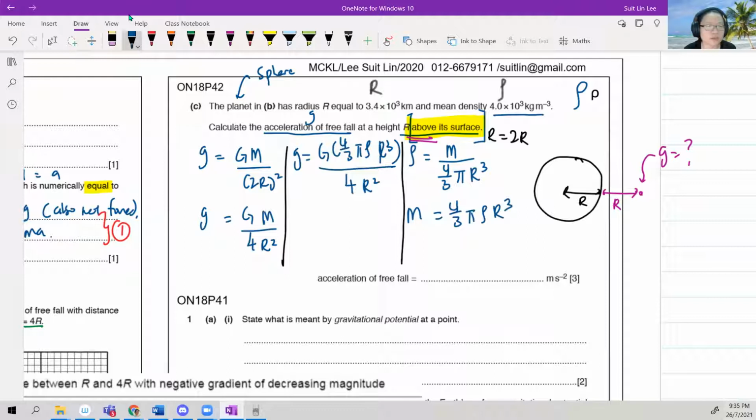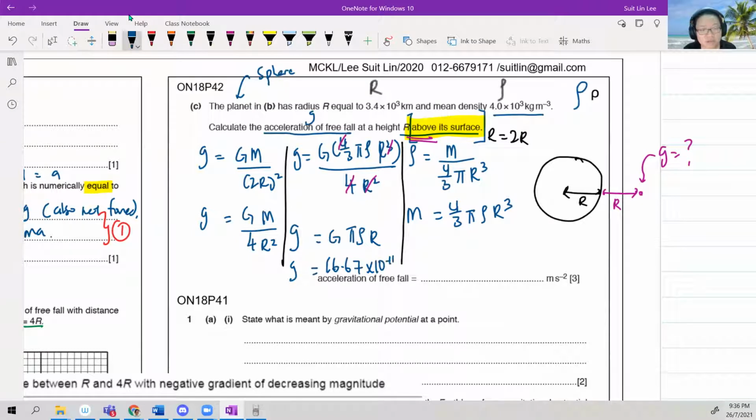I'm very excited because I can cancel a lot of things. I can cancel the 4, bye-bye. I can cancel the r and r squared and r cubed, bye-bye. So what I have left is G is equal to G pi rho r. Can substitute already.